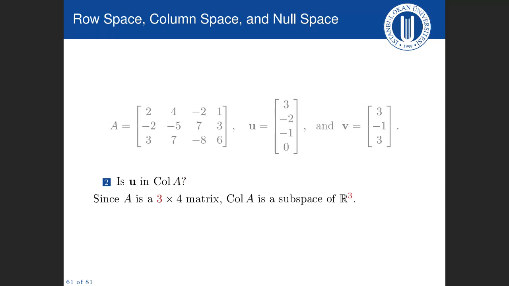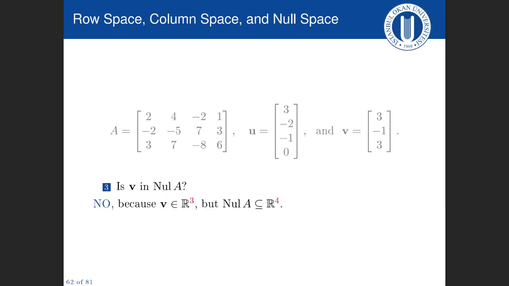Question 2, is u in the column space of A? Now, because A is a 3 by 4 matrix, the column space is a subspace of R3. But u is in R4, so straight away the answer is no. u is not in the column space of A. Is v in the null space of A? No, because v is in R3, but the null space of A is a subspace of R4.